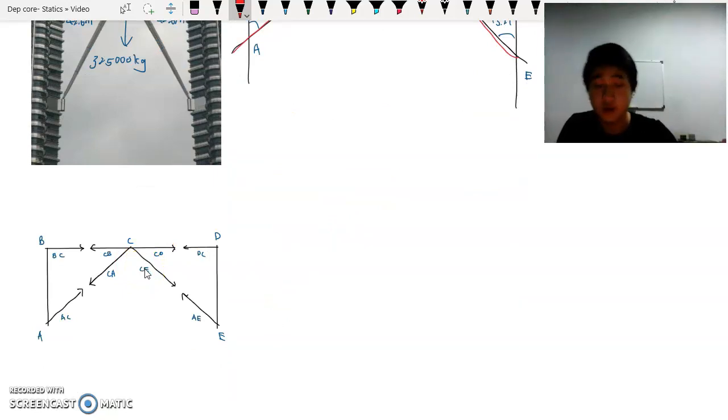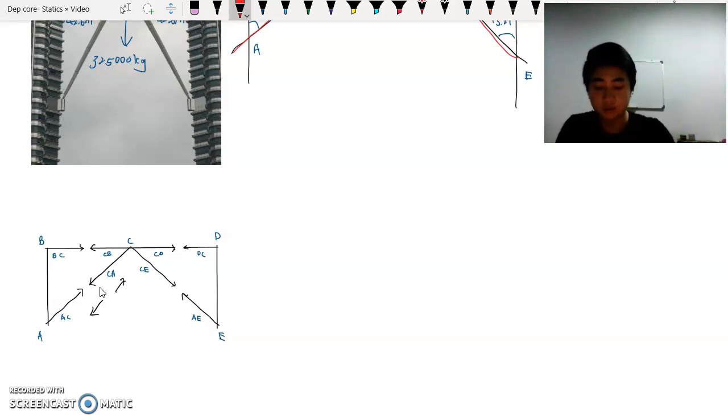Let us assume that all of the unknown forces, which are CA, CB, CE, CD, are in tension, away from the joint. So this CA is away from C, AC is away from A. If we were to get a negative value, it simply means the opposite direction. So it is not necessarily compression or tension, we do not know it yet. After we calculate, we will know. If it's negative, it will be in the opposite direction like this. If one side is tension, the other side is definitely going to be tension, and if one side is compression, the other side must be compression.